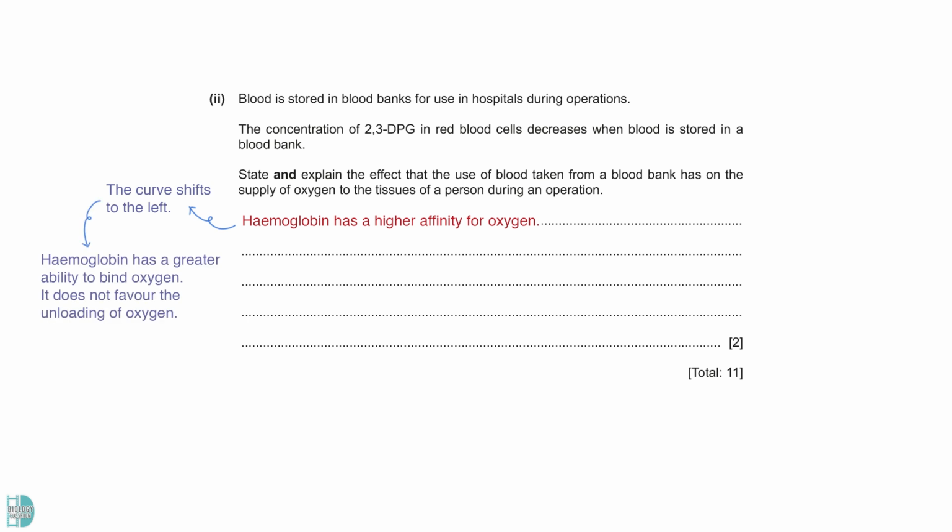A higher affinity means that hemoglobin has a greater ability to bind oxygen. It does not favor the unloading of oxygen. This causes less oxygen dissociation. Less oxygen is released and becomes available for tissues.